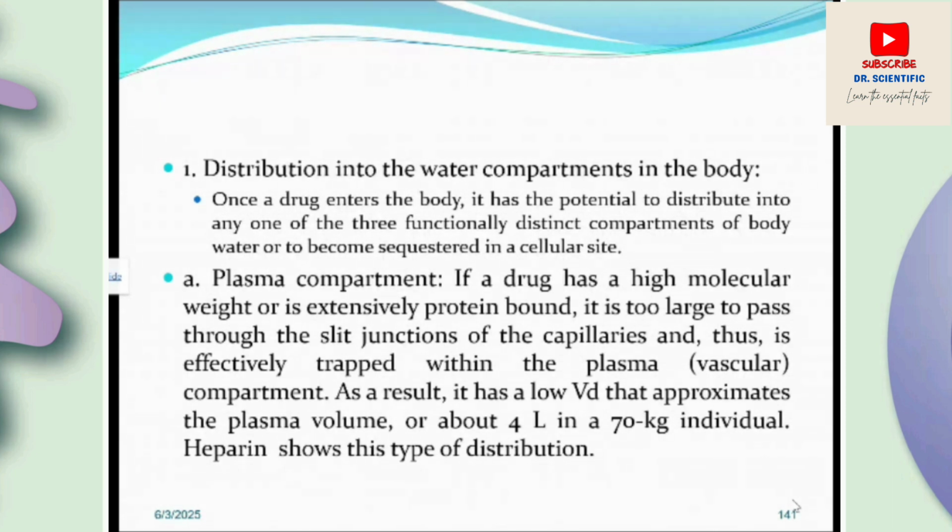The first one is the plasma compartment. If a drug has a high molecular weight, or it is extensively protein bound, it is too large to pass through the slit junctions of the capillaries, and thus is effectively trapped within the plasma or the vascular compartment. As a result, it has a low VD that approximates the plasma volume, or about 4 liters in a 70 kg individual. Heparin shows this type of distribution.